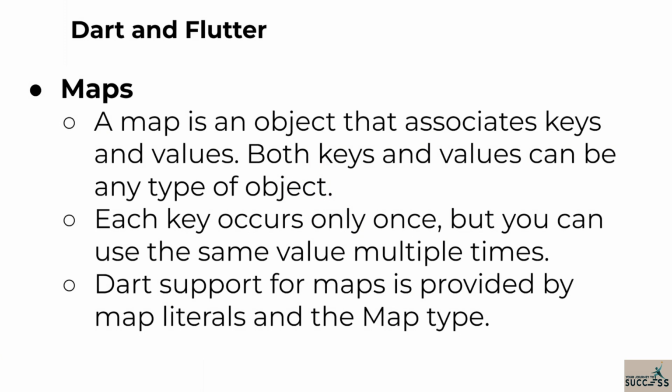Maps are an object that associates keys and values. These are sometimes called dictionaries in other languages like Python, or they're referred to more formally as hash maps. Both keys and values can be any type of object. Each key occurs only once, but you can use the same value multiple times. Dart support for maps is provided by map literals and the map type.